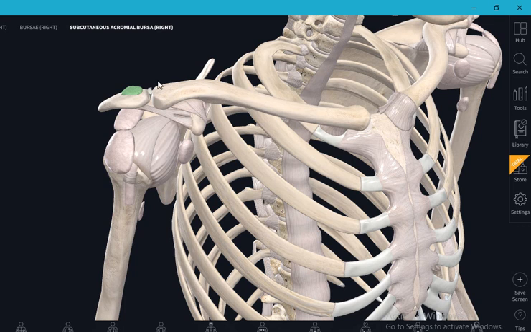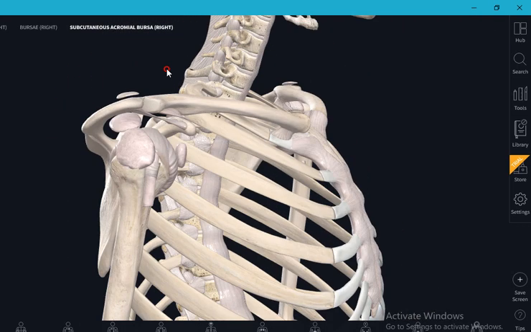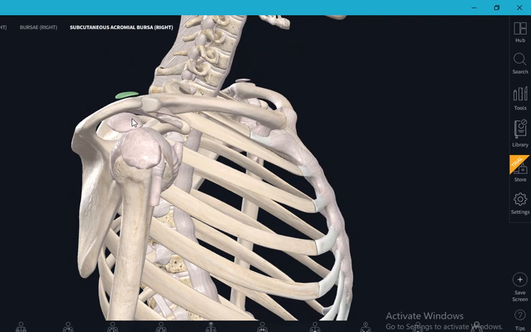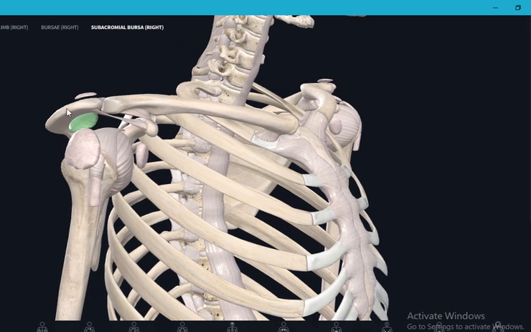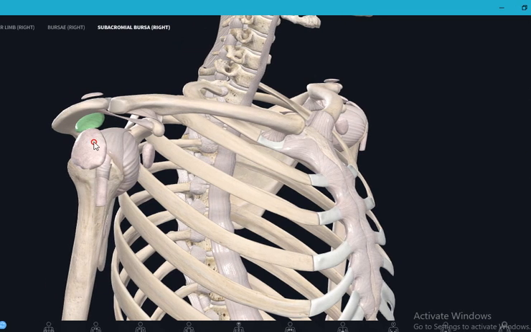I initially said that they are called the subcutaneous acromial bursa. That is the subcutaneous acromial bursa, and this one is to prevent friction between the bone and the deltoid muscle. This is the supraacromial bursa, the subcutaneous acromial bursa, and this is the subacromial bursa. And this one is to prevent friction between the supraspinatus and the clavicle with the other bones.